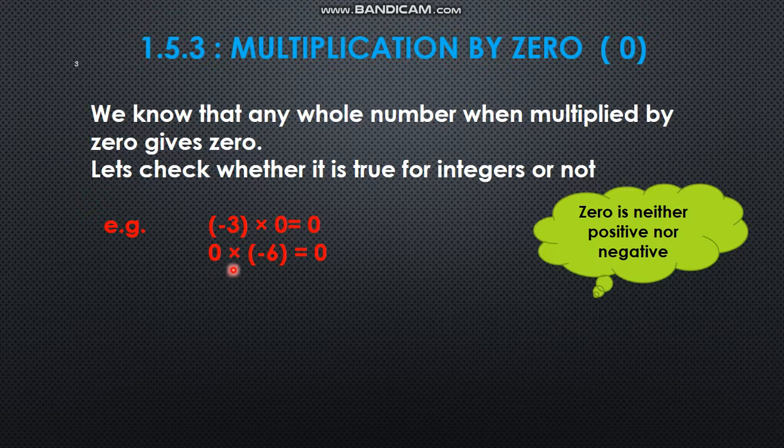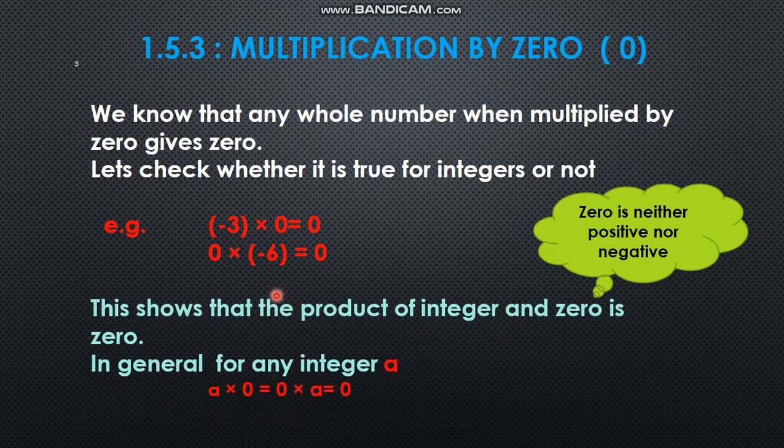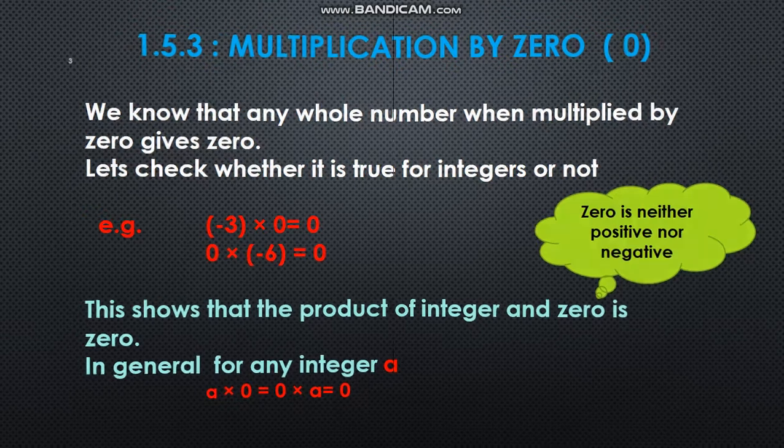Now if I multiply 0 by any negative integer, then also I am getting 0, like 0 multiplied by negative 6 also gives 0. Now remember, don't give any sign to the 0, like negative 0 or positive 0. Why? Because 0 is neither positive nor negative. 0 has no sign. Remember this. Okay, so what do we observe from this? That the product of an integer and 0 is also 0. So in general, for any integer a, a multiplied by 0 or 0 multiplied by a is always 0.